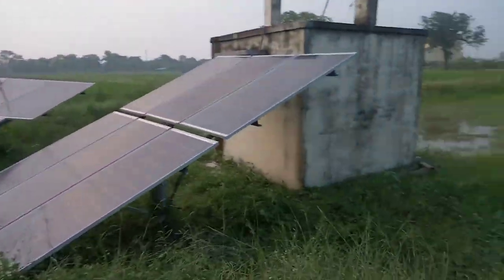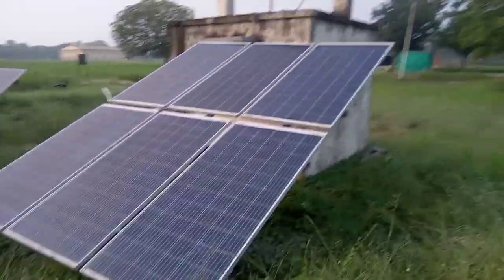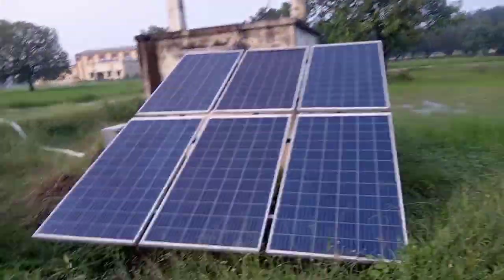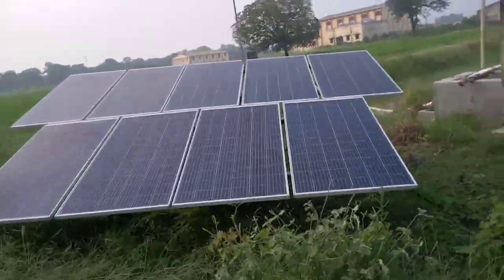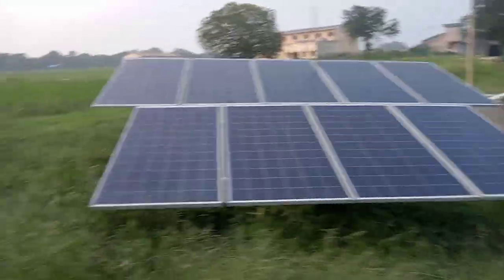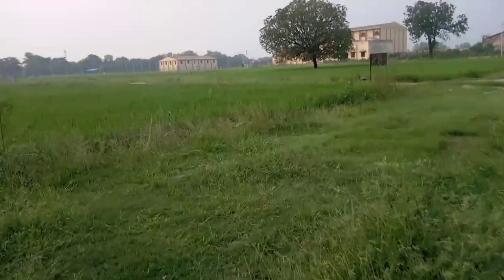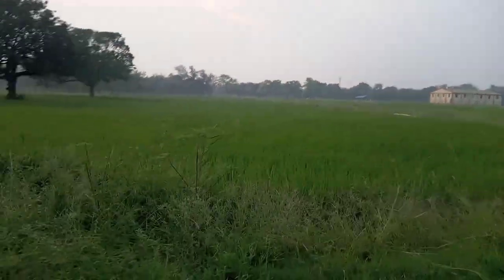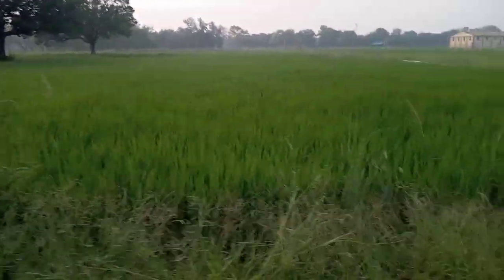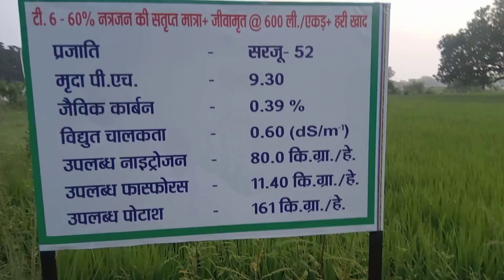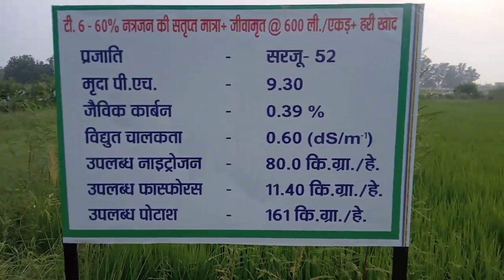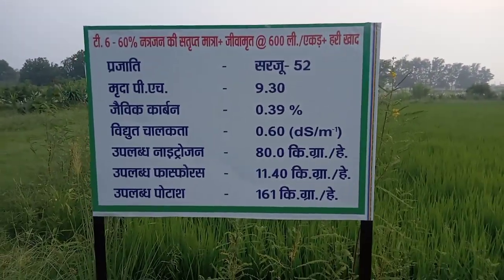Over here, this is a panel which provides energy to work. This is a submersible water tube well, and this is an agricultural farm, which is also an experiment of PhD students. Now you guys see this plot.